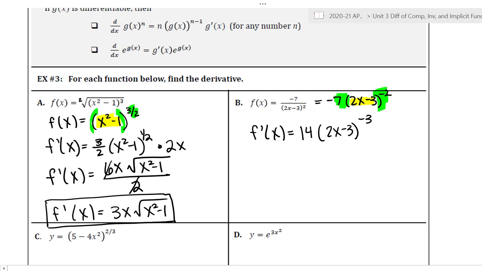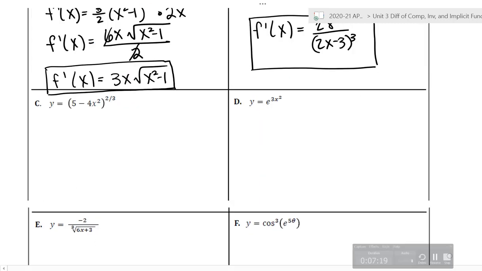Remember, we don't touch that inside. And then we're going to multiply that by the derivative of the inside, which in this case is 2. So again, if I were to simplify this, you would get 28 over 2x minus 3 cubed. And you can leave it like that.